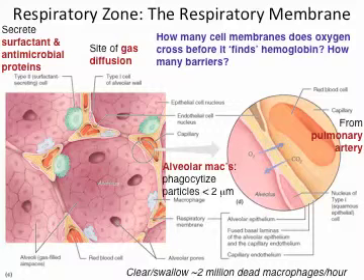And then back to the right-hand side of the cartoon, it says that upstream of the alveolar capillary is the pulmonary artery. So remember, the pulmonary artery is bringing oxygen-poor, CO2-rich blood to the lungs. And then I have a question: how many cell membranes does oxygen cross before it finds hemoglobin? How many barriers? So answer that question, and then we'll talk about that in class.